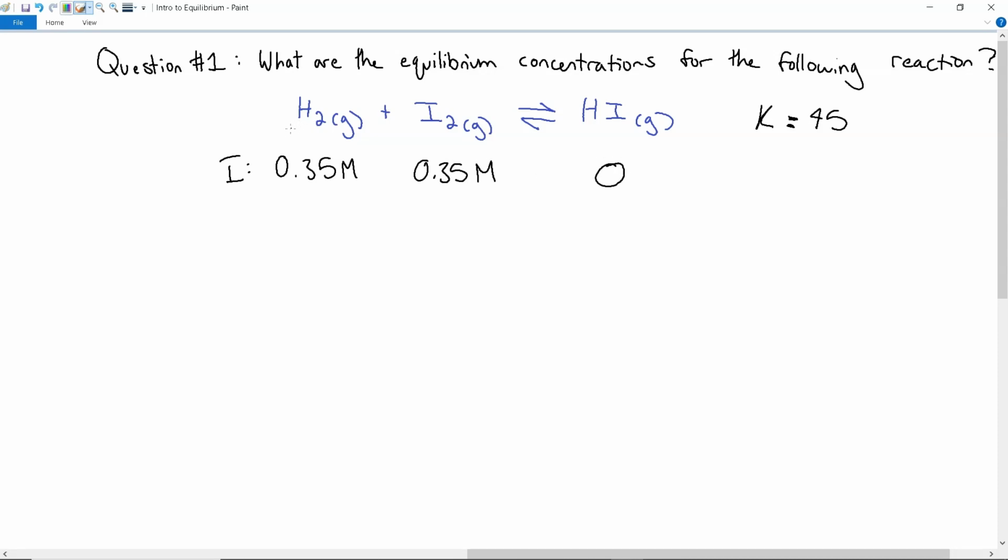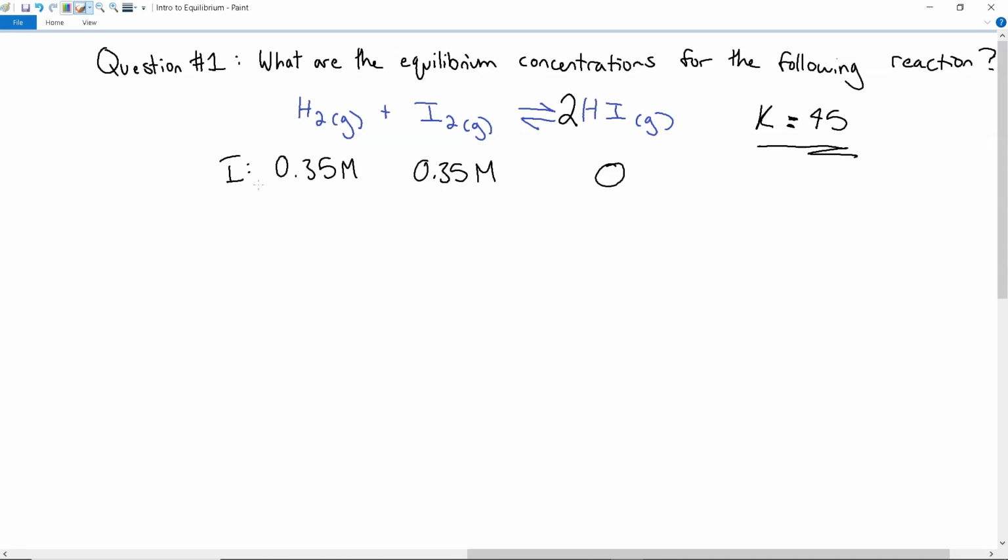So, question number 1. What are the equilibrium concentrations for the following reaction? So we have hydrogen and iodine gas giving us hydrogen iodide. First things first, let's balance our equation. I just need a 2 here. So we have a 2-to-1 mole ratio between our product and our reactants. We've also got a K value to work with.